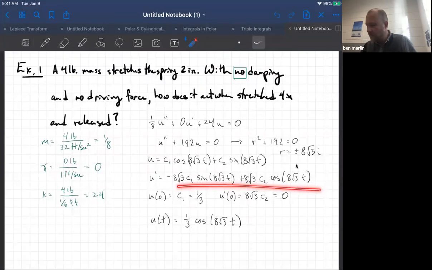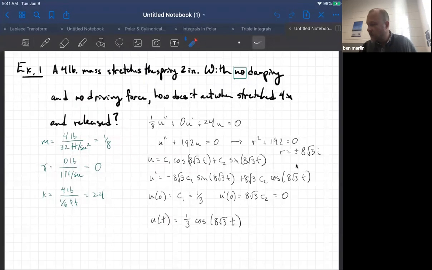We take the derivative of it, you know, the minus 8√3 and the 8√3 come out, and you switch the sine and cosine. But now you can take and plug in to those two things, and you'll find out that your C1 needs to be 1/3, and then your C2 has to be 0. So that says that we've got a u of t being 1/3 cosine of 8√3t. And I just realized that I never said where this 1/3 and 0 come from.